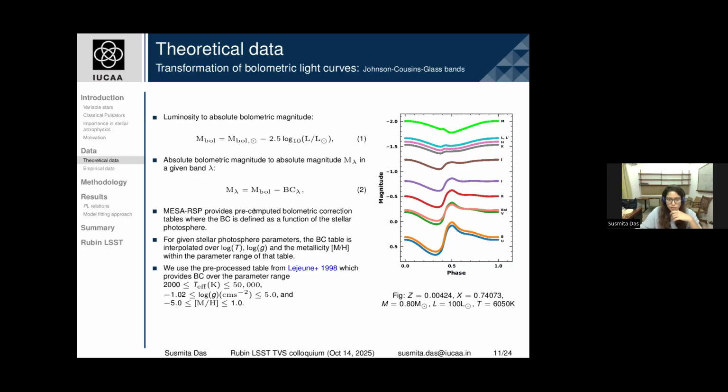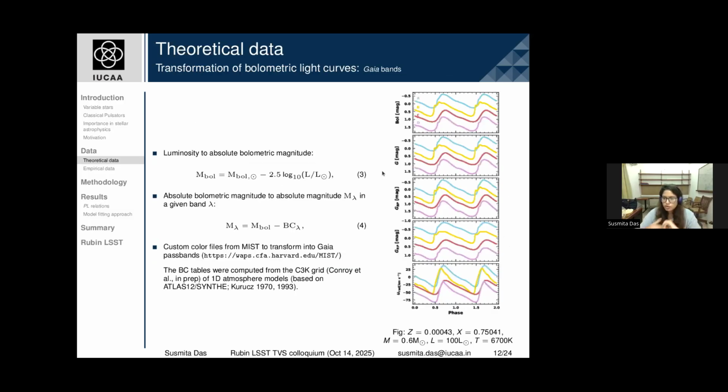Now, using the pre-computed bolometric correction tables, we are able to transform the bolometric light curves to the Johnson-Cousins bands UBVRIJHKL, L, and M. Similarly, we also transform this into the different Gaia bands. Now, Gaia passbands are not incorporated in pre-computed bolometric corrections in MESA directly. So what we used was bolometric correction tables combined with MIST, and this is how the different light curves look like, and the radial velocity curve.